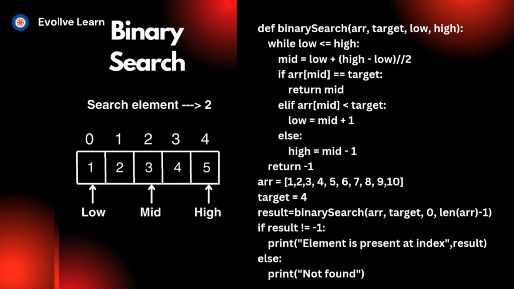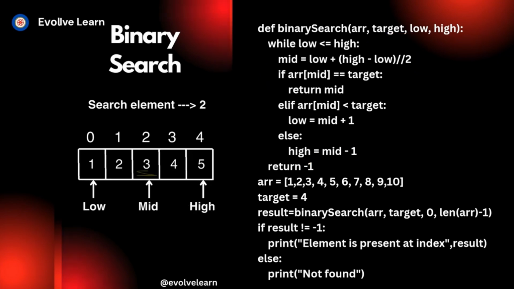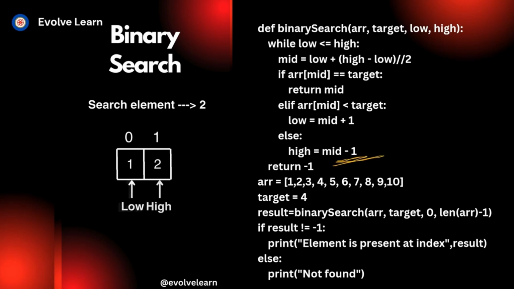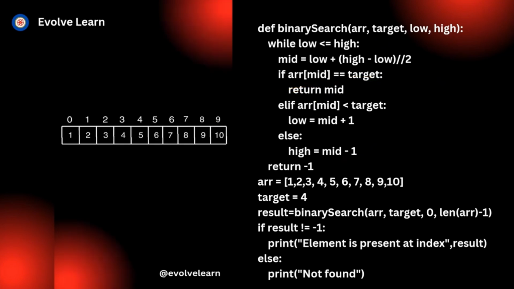We again check whether the value is equal to the mid or not. As 3 is not equal to 2, again the steps execute. As we know, these steps execute until the target element is found or the search space is exhausted. So we again go to this step and we check whether the mid is equal to the target or not. As you can see, the mid is equal to the target element. We return this mid. Coming to the code, here the binary search function ends.